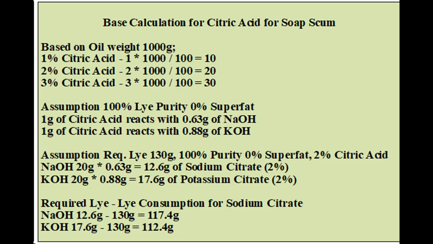So based on a 1,000 gram or 1 kilo oil amount, when we're calculating citric acid for both liquid soap and bar soap, it doesn't matter which oil you're using, because we're focusing purely on the lye and the oil amount. So we look at 1% if you've got slightly hard water, 2% if you've got a fairly good amount of hard water, and 3% when you've got really solid hard water and you really want to combat soap scum.